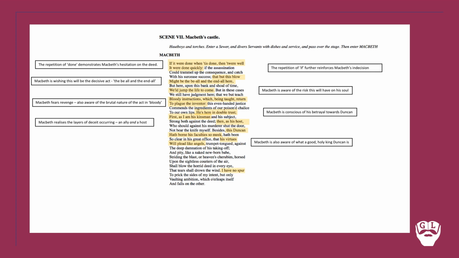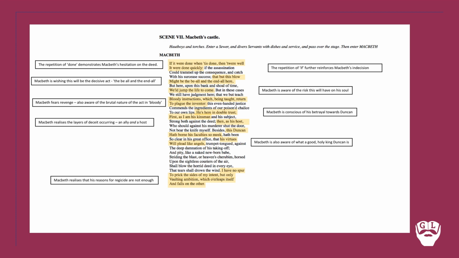He then finalizes this soliloquy by saying, "I have no spur to prick the sides of my intent, but only vaulting ambition, which o'erleaps itself and falls on the other." Here he's saying how he realizes his reasons for the murder of the king, or regicide, to use the correct term, are simply not enough. What he's actually doing here is just murdering the king for the sake of a little bit of ambition, for a crown. Is it worth the consequences and the cost of his soul, or the cost of revenge? Macbeth has convinced himself at the end of this soliloquy that it really isn't.